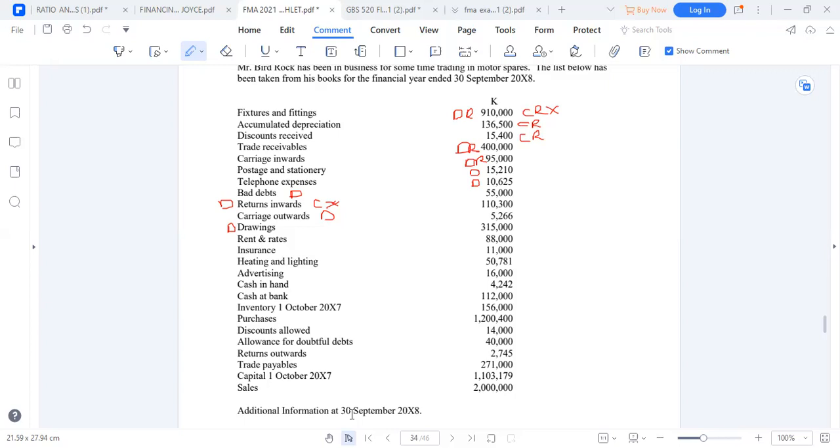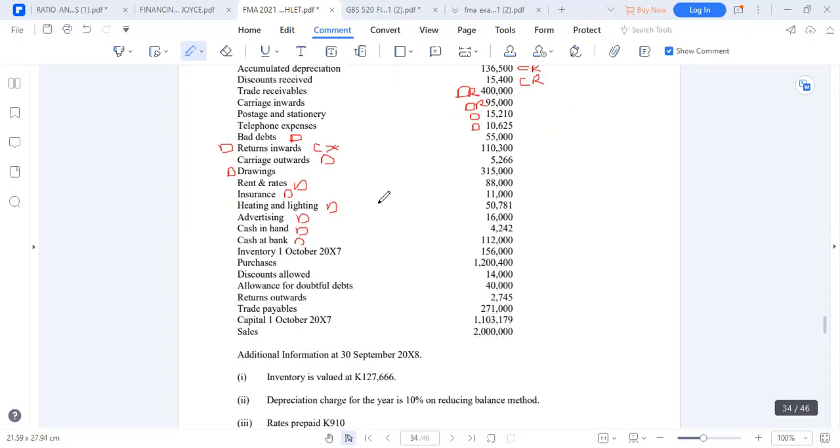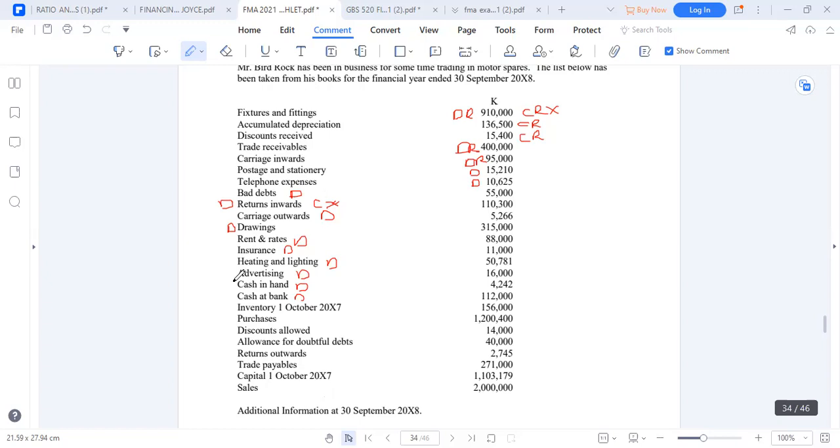Okay, next we have rates and rent. These are expenses. We debit insurance, debit rating, debit advertising, debit cash at hand, debit. These are our assets, and these are expenses. Inventory. What do we do? Assets, we debit them. Purchases, using periods, we debit.